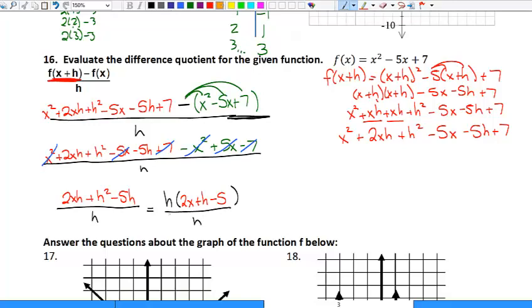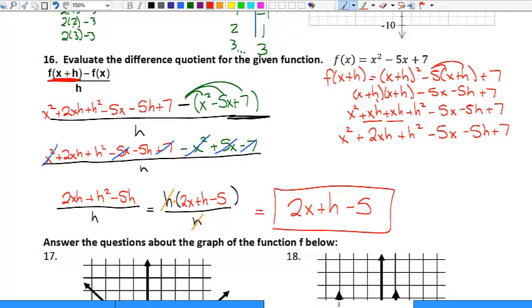So now that the h's are factored out, they're multiplied. Because they're multiplied, I can do the opposite, which is divide, and I divide out to 1 because they're the same. Therefore, my final answer is 2x plus h minus 5.